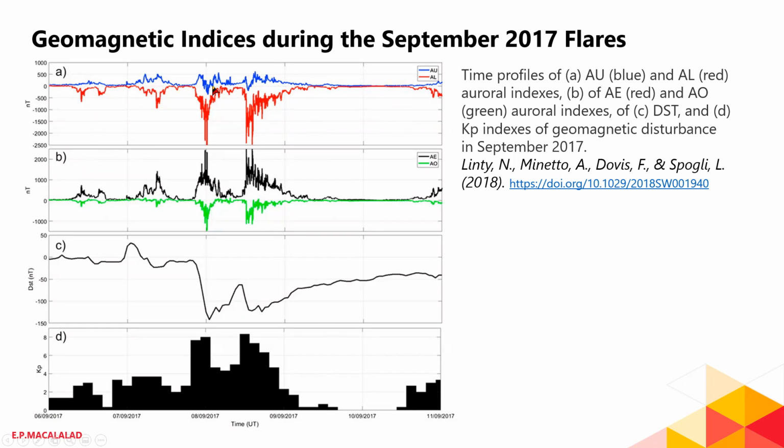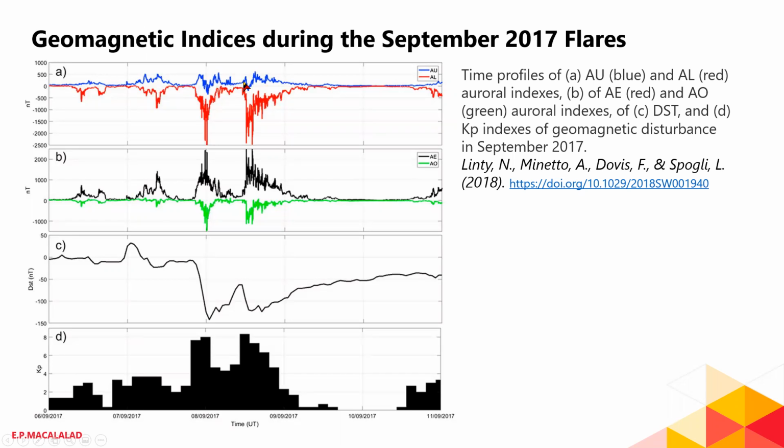So the top part is the AE indices. This is AU and AL. The difference between AU and AL is the AE index, graphed as black. Okay, so the larger the difference between the two, the larger the AE. So this indicates aurora activity.